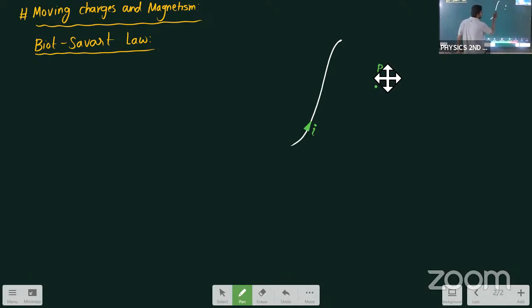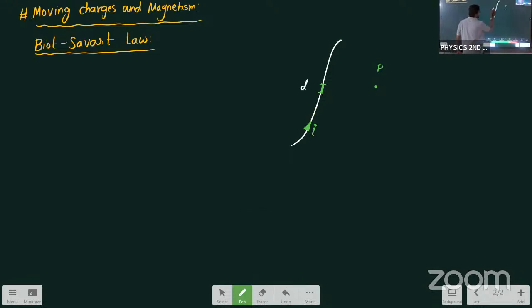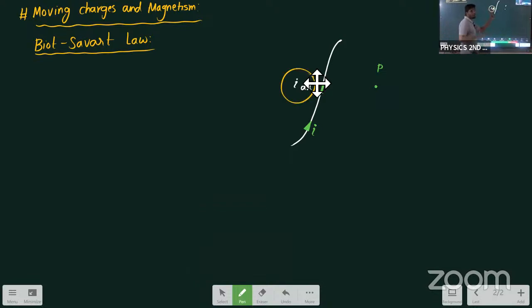For that, what we'll be doing? We'll be considering a small current element or length element here. I've considered a small length element, and I'm representing it with dL. Because some amount of current is also flowing, I'm calling this entire term I dL. Actually, there is a huge explanation regarding this, because length is a scalar quantity, but the length element will become a vector quantity. But I will be calling this term the current element.